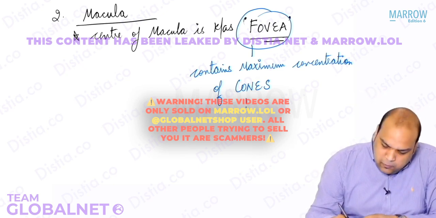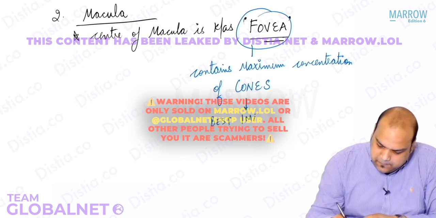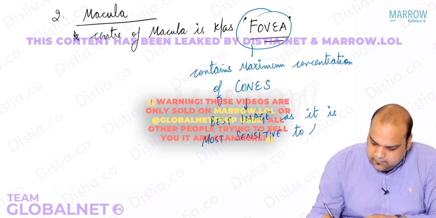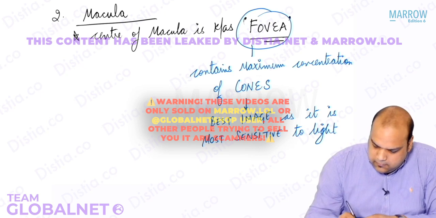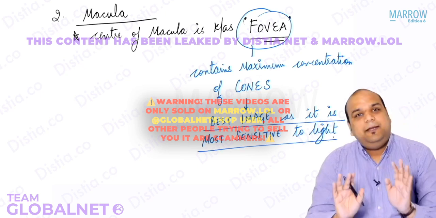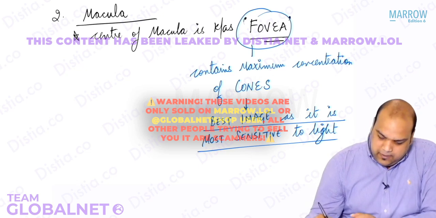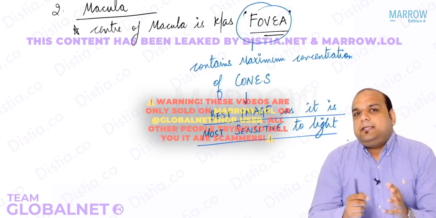Okay. So I will say loosely that this gives you the best image as it is most sensitive to light. Am I clear, everybody? With the understanding of the mobile screen, I hope you will be able to remember it. Okay. Now, why does it become important to see this part?